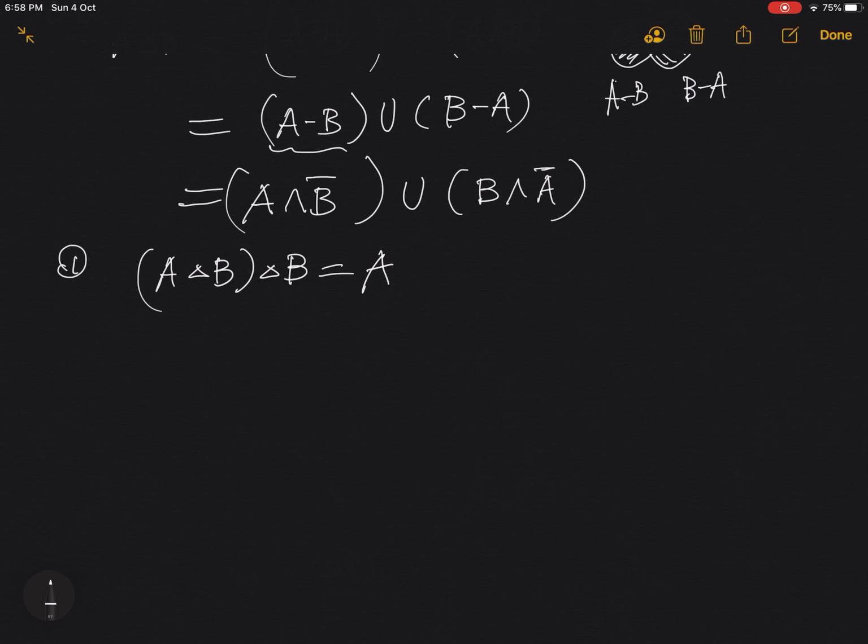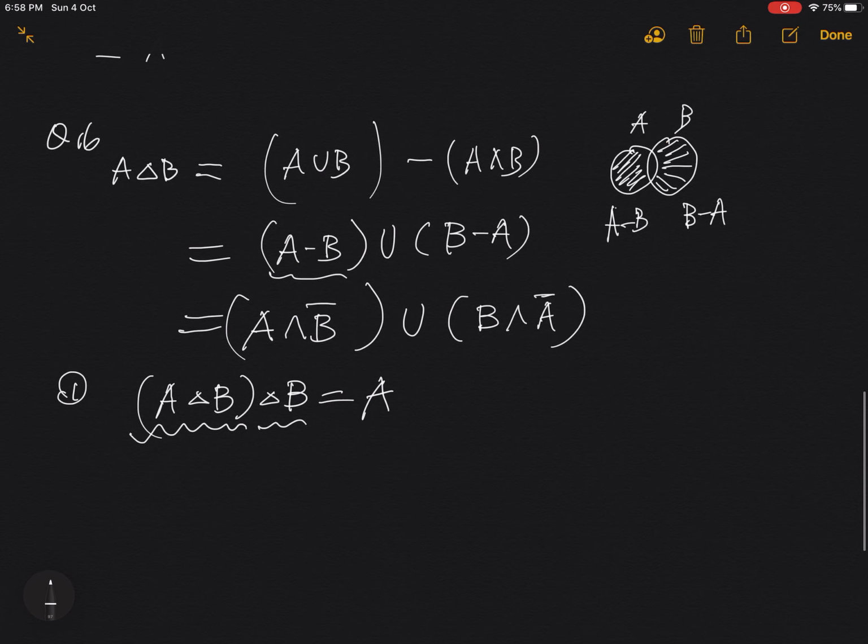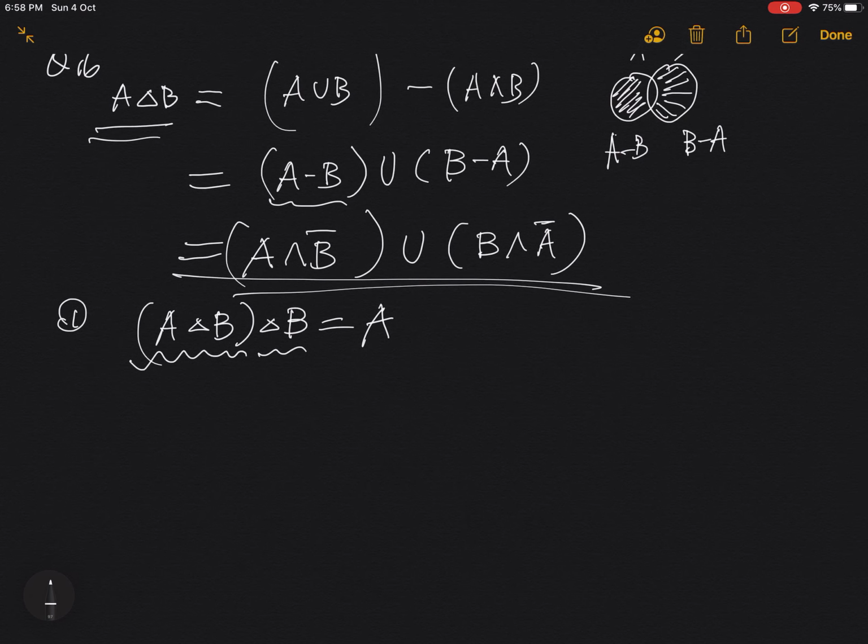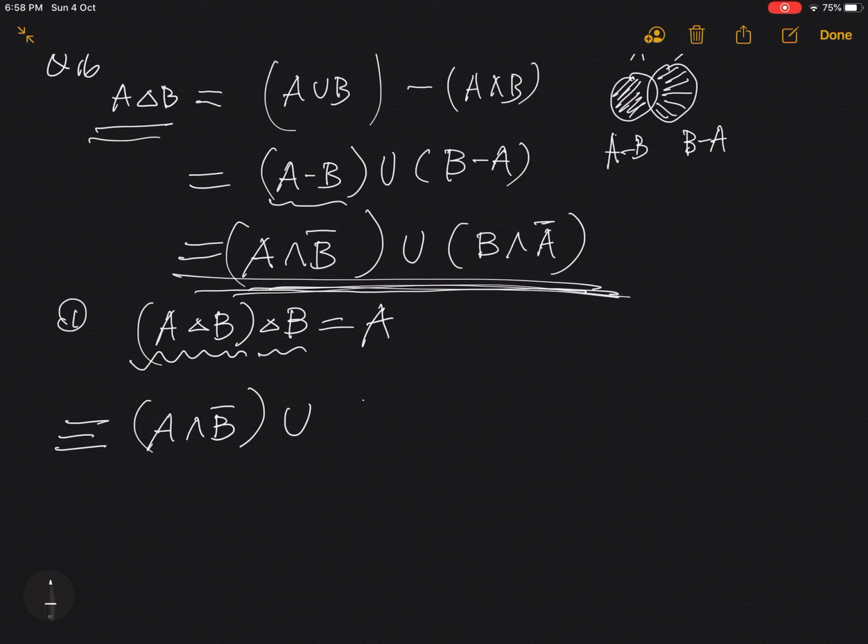The first thing is that we need to change the delta symbol into what we are familiar with, or our common use, by using a definition. So first, replace the delta symbol using the underlined part. Let's replace the first delta. We will have A and the complement of B, or B and the complement of A.